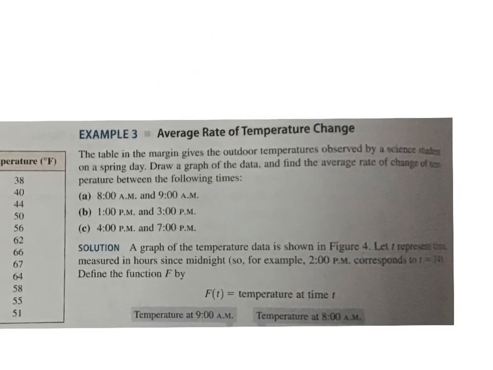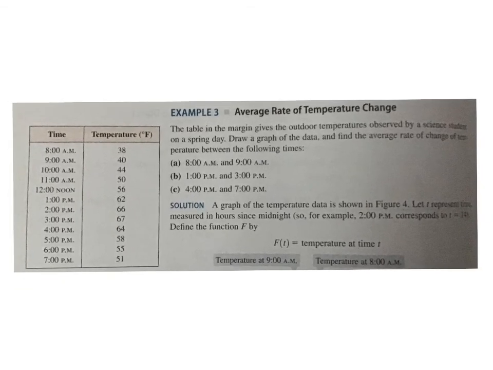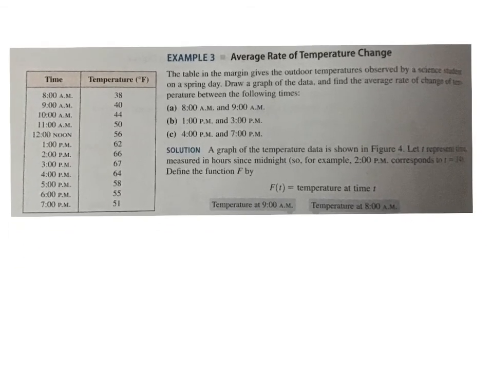Okay, there are a couple of word problems or application problems that we're going to look at in your homework. So I have an example here. We have a table of values that gives temperatures on an hourly basis, and it wants us to find the average rate of change between 8 and 9, between 1 and 3, and between 4 and 7.